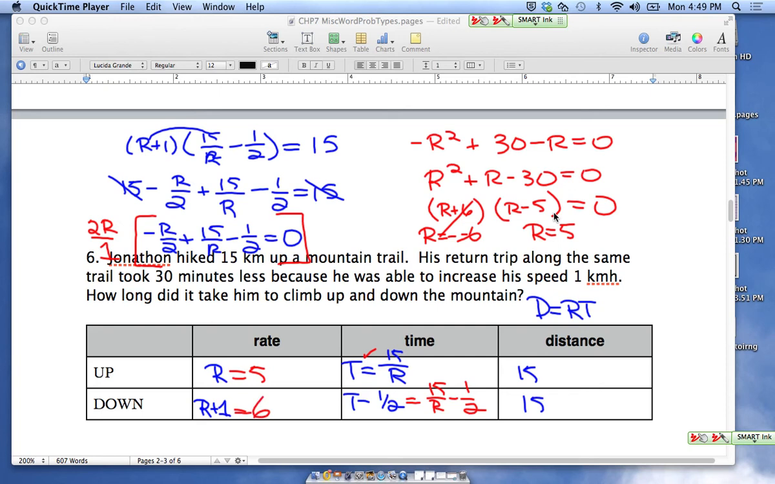And how long does it take him to climb up and down the mountain? I will let you go ahead and make those substitutions into the problem. Looking at the time piece, if R is 5, 15 over 5 is 3, and I will let you take this portion and clean it up. Number 7 is exactly the same. And then the next problem, number 8, I'll set up for you.